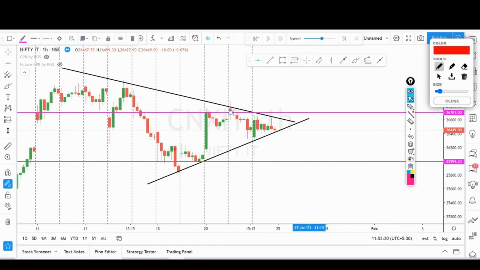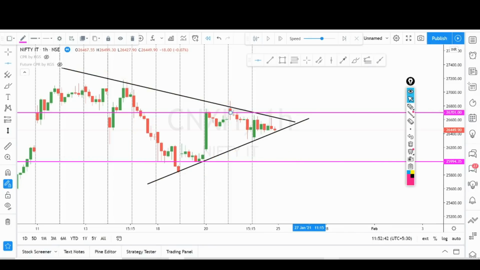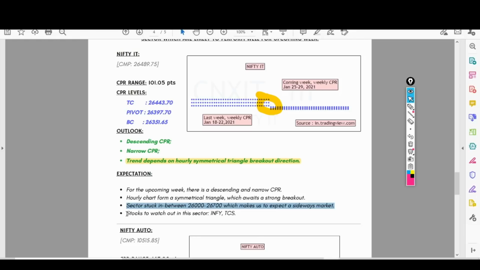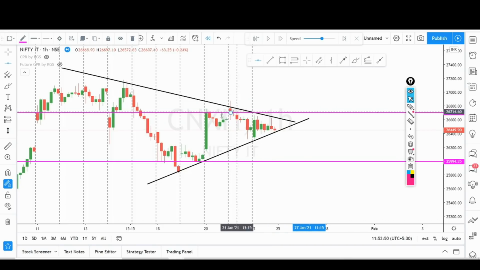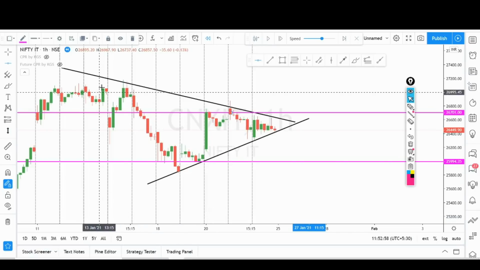Okay, if you look at these days, on this particular day, here as well as here, as well as here. So for almost a week, the price was stuck inside a range, a 700 rupee range. But still it is maintaining a symmetrical triangle. Okay. Now, the stocks to watch out in this sector is Infosys and TCS. Now, this symmetrical triangle breakout is awaited, and based on that particular direction we can plan our trade.